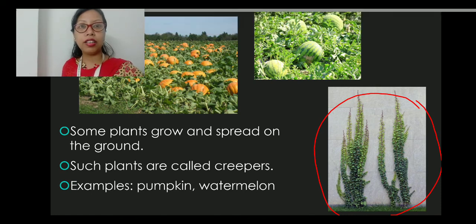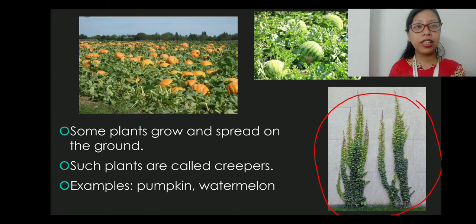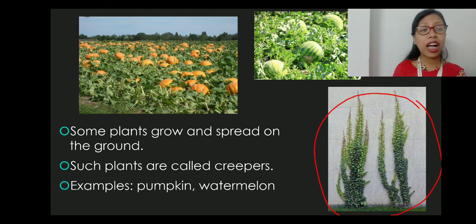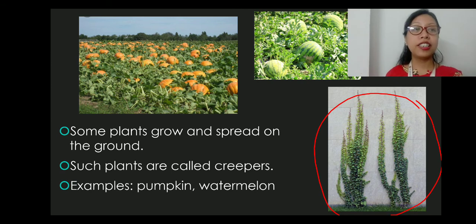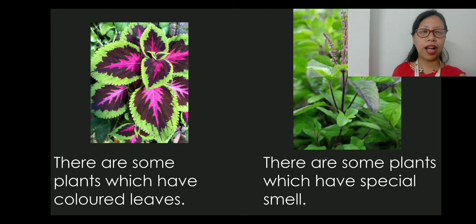So this is a plant, and then we have the pumpkin and watermelon. As you can see on this screen, these plants are spreading over the whole ground, right? And that's why they are called creepers. And if you plant it near a wall, it will spread through the whole wall. So that is how these creepers work. Clear? I hope you have got the different types of plants. We have big and small, and some plants need support to grow. So this is how these plants grow.